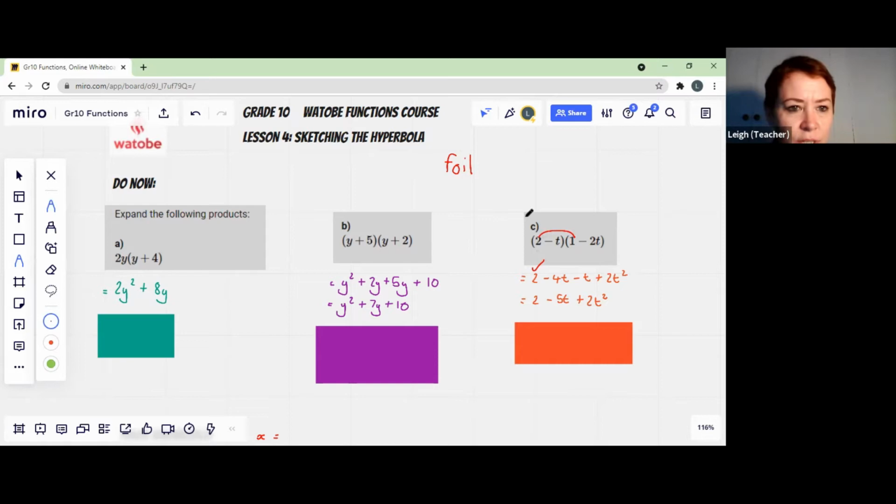O stands for outers. So 2 times minus 2t is minus 4t. That's correct. I stands for inners. So this I over here is for inners. So minus t times 1 is minus 1t. So that looks good. And then L is for lasts. So the last term in the first bracket and the last term in the last bracket. So negative times a negative is a positive. 2 times 1 is 2 and t times t is t squared.